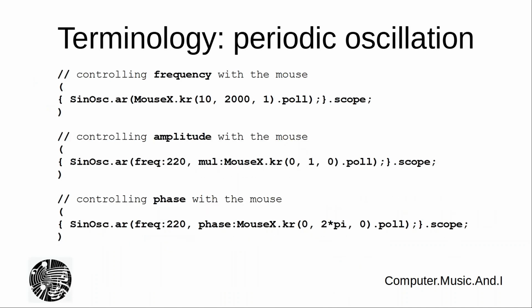All right, this is the code that you can use for experimenting with frequency, amplitude, and phase of a sine wave, and try it out in SuperCollider.